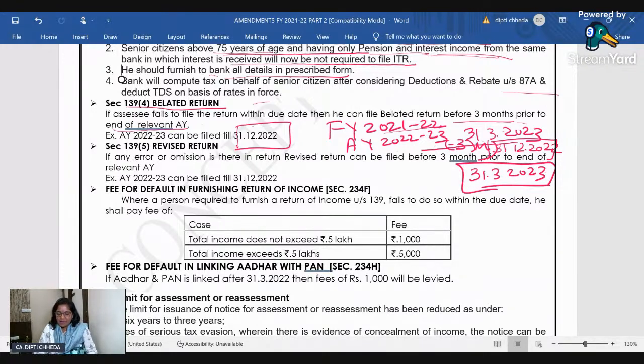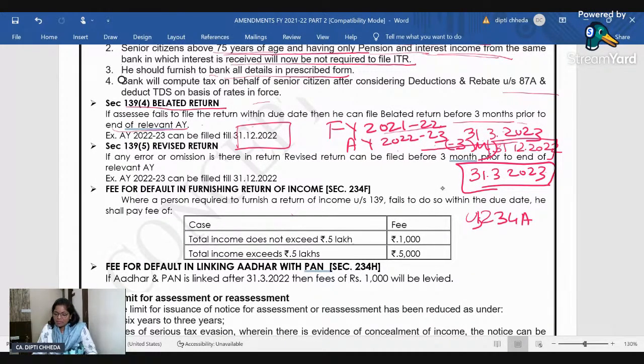If you file a late return, that means if you miss the due date, you have to pay interest under section 234A. Do you all remember? 234A for late filing of the return, 234B for not paying tax 100% by 31st March 2022, your end of the year, and 234C for default in the installments, 45% and 75% and all.